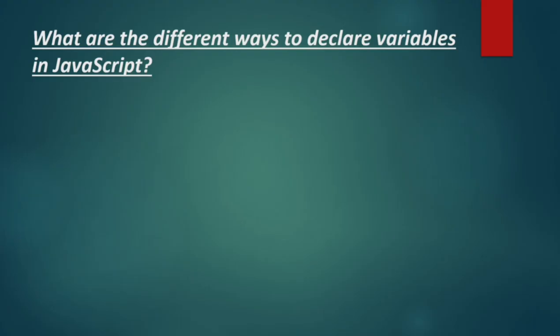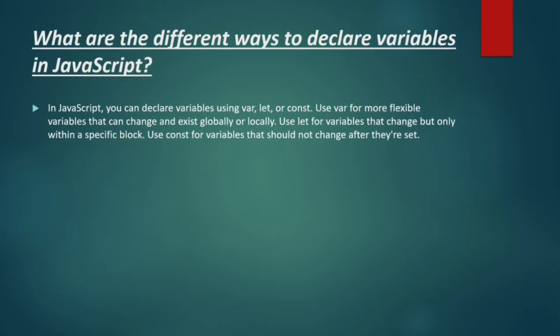Now let's move to the different question. What are the different ways to declare variables in JavaScript? In JavaScript, we can declare variables by using var, let, and const. Use var for more flexible variables that can change and exist globally or locally, and use let for variables that can change but only within a specific block. Use const for variables that should not change after they are set.